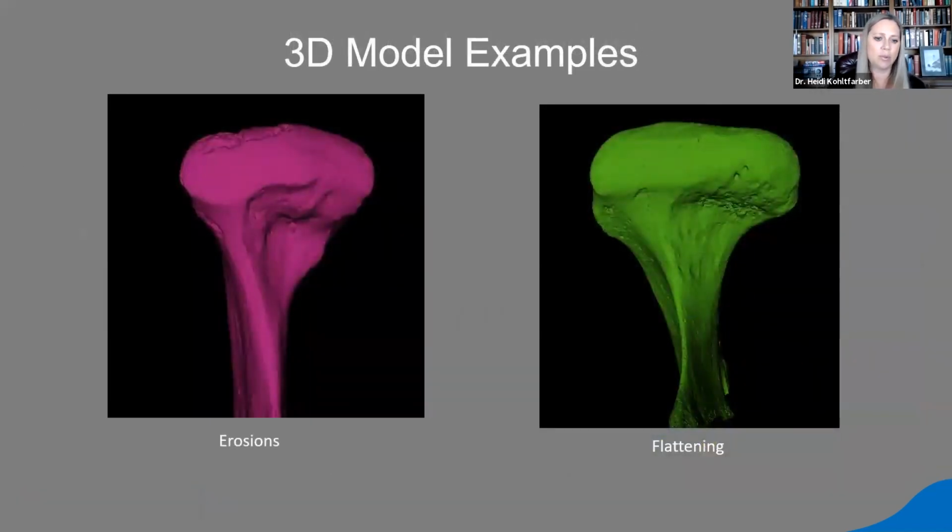And so here's some examples of our 3D models with our bony erosion. So we've got some nice erosive changes here. You can see it really easy with those 3D models, can't you? And this is flattening of that condylar head.